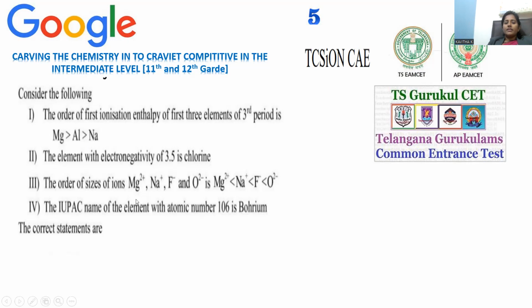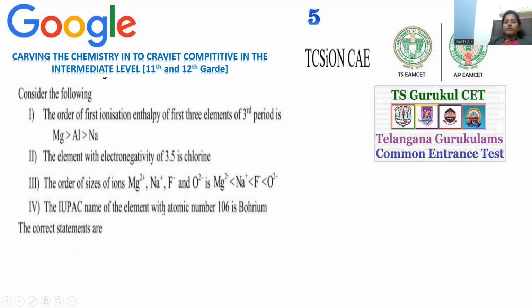The order of the sizes of ions: magnesium plus 2, sodium plus 1, fluoride F minus 1, oxygen O minus 2. So if this is the case, always the thing we need to remember is negative ions are larger, positive ions are smaller. If they are isoelectronic in nature, always put negative ions in front, positive ions least. Greater the negative charge, larger the size. Obviously, O minus 2 is larger, next followed by F minus. Na plus is smaller, and magnesium plus 2 is the smallest.